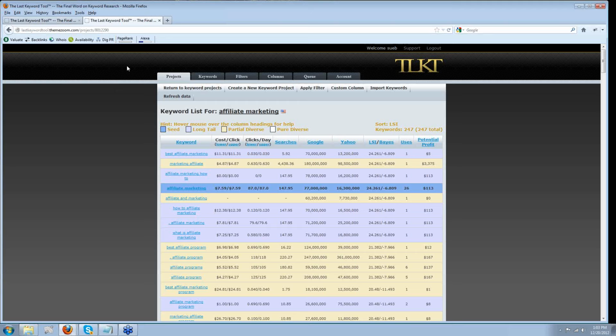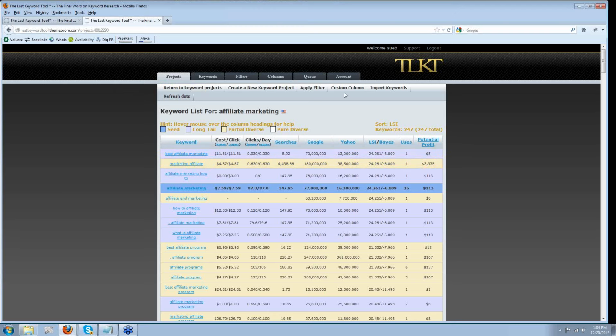And so there's a myriad of things that you can do once projects are drilled out. The cool thing about TLKT is that you can create your own filters and columns so that you can decide how you want to look at the data, how you want to filter it and parse it, and come up with all kinds of interesting different ways of looking at it.